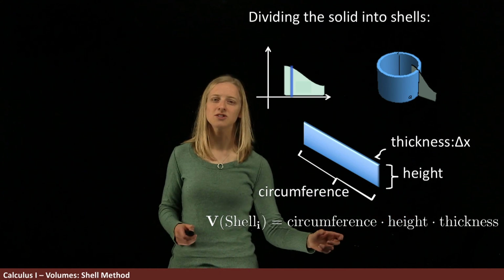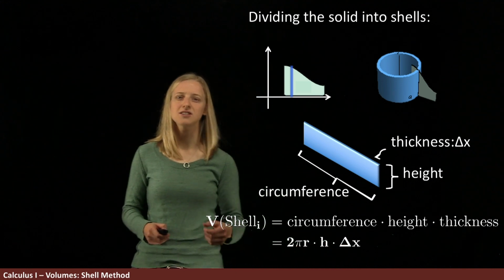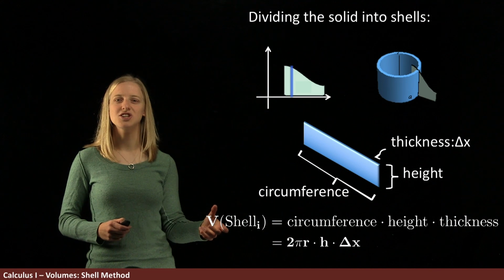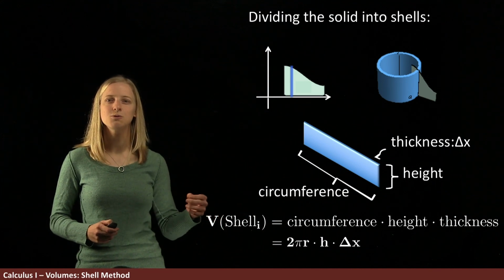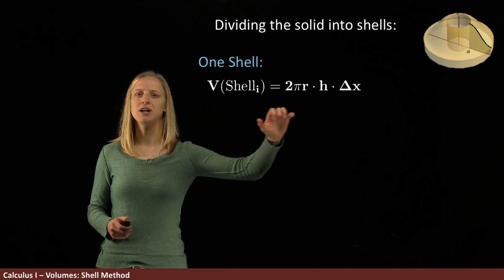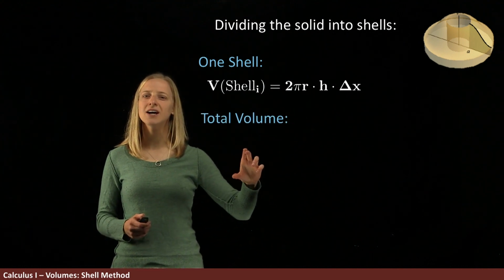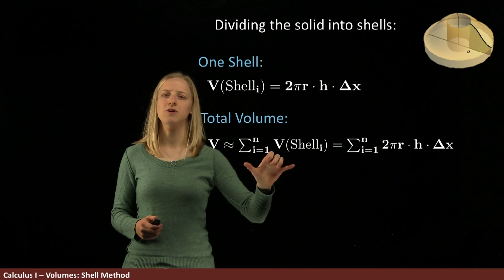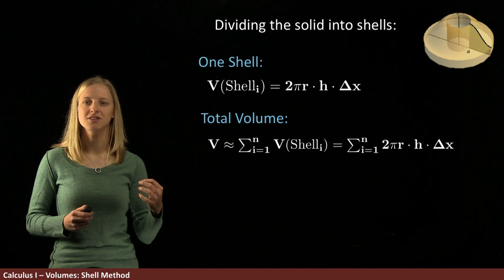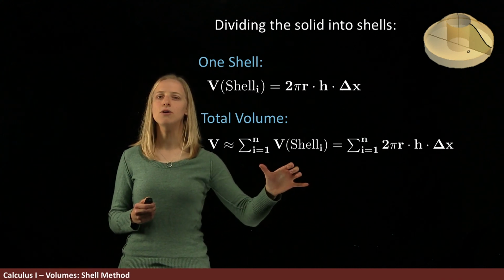As we know, our circumference is 2 pi r, our height we're going to let be h, and our thickness is delta x. Now that we know the volume of one of these shells, we're going to use that to find the total volume of the solid. So here, we have the volume is this. Our total volume can then be approximated by adding up all of those volumes of the shells. Again, having that imagery of the paper towels, we have multiple shells, and with that, we're going to sum all of those volumes up.